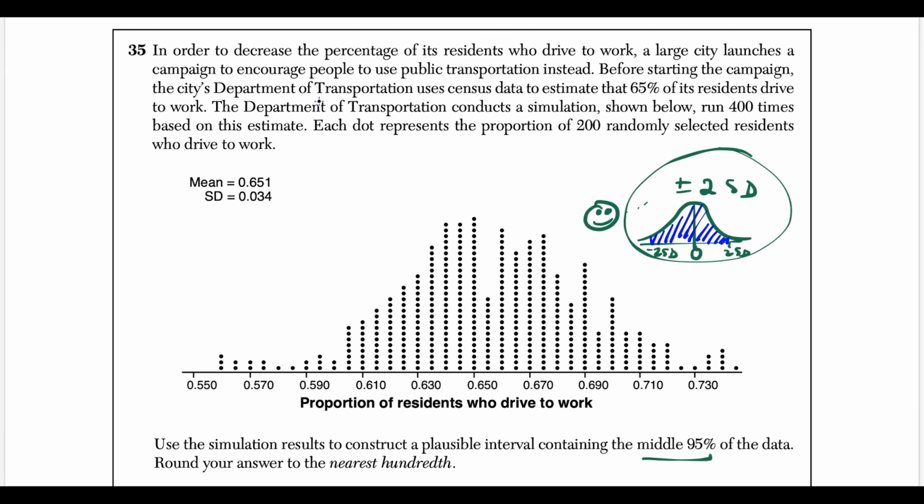But now I have to get context here. We want to decrease the percentage of residents who drive, so the city is launching a campaign to encourage people to use public transport instead. All right, so that's the goal of this study here. Before the campaign, the city estimates that 65% of the residents drive to work. So this is a significant number here. We're going to need that later. And the simulation was run, and now here's all the information we have.